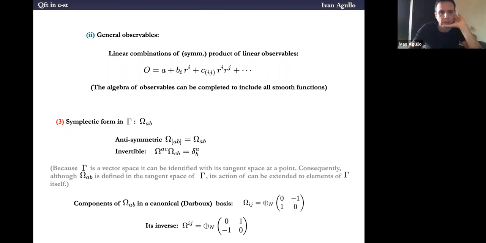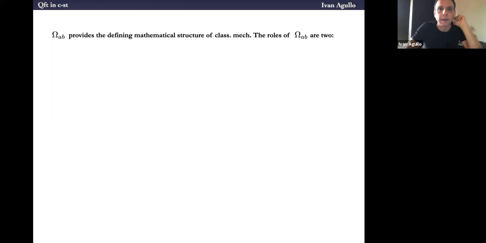The components of the symplectic form, as you know, in a canonical basis, is made by block diagonal matrices in which each element of the diagonal is a 2x2 matrix of this form, and the inverse has that form. I go fast because you know all that well.